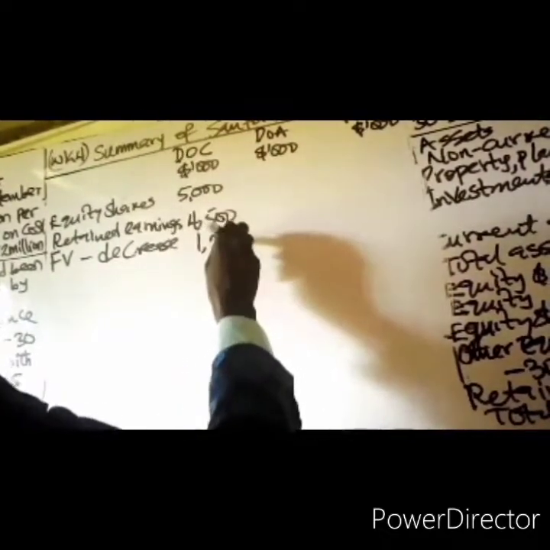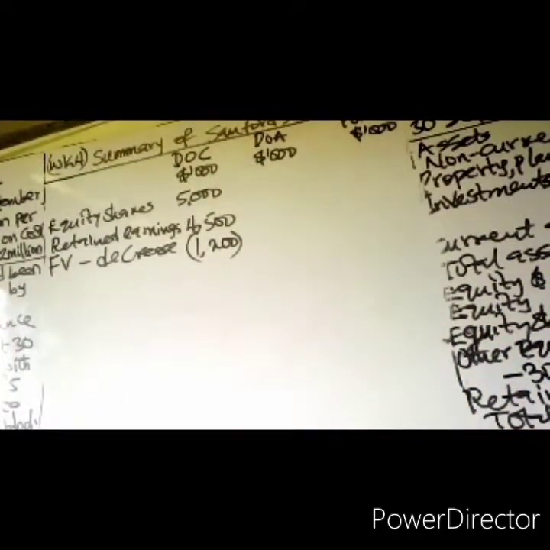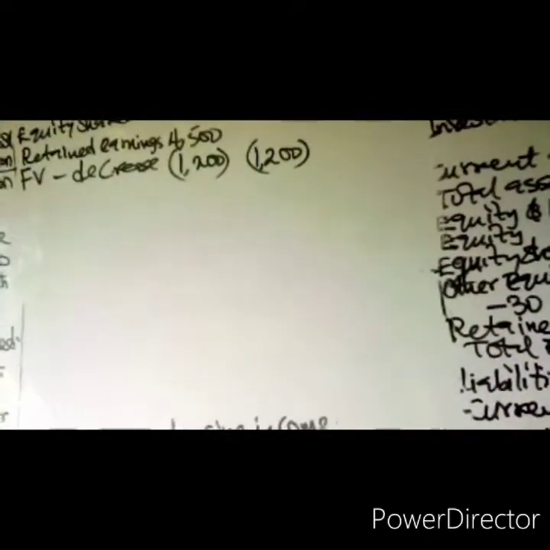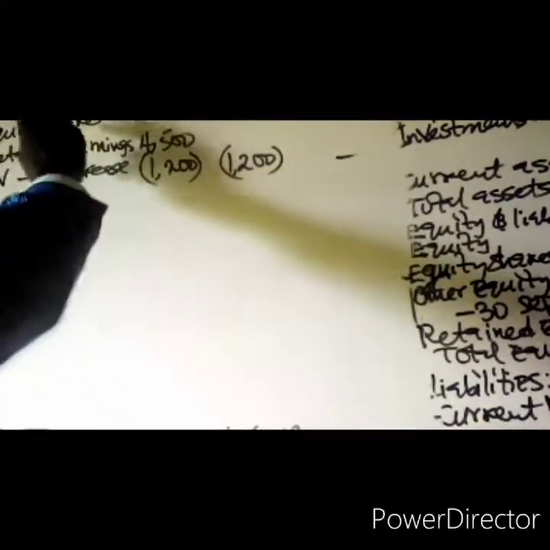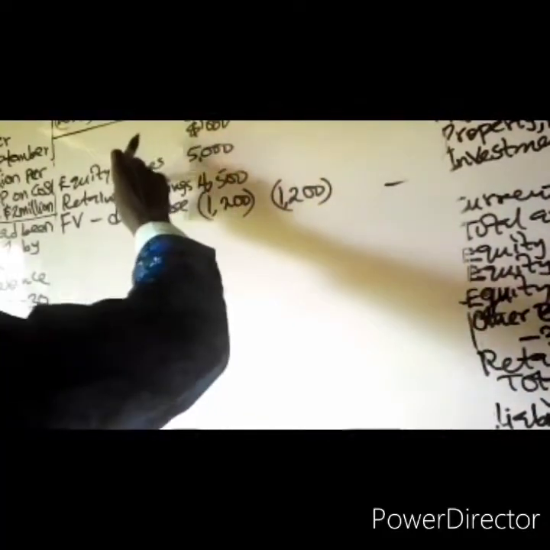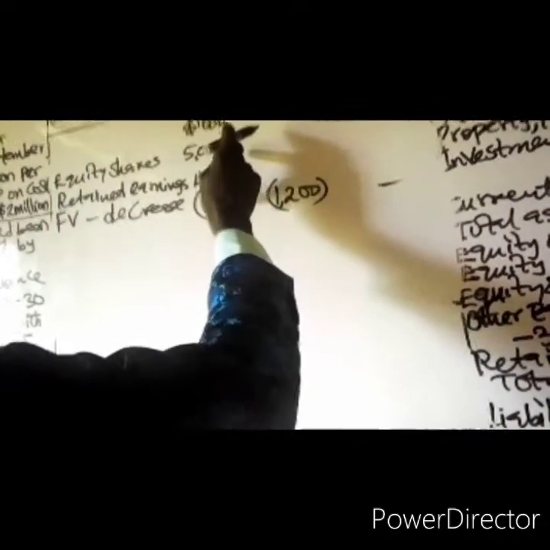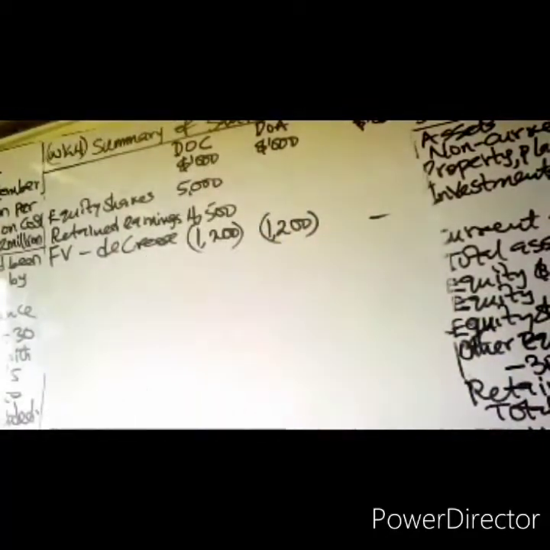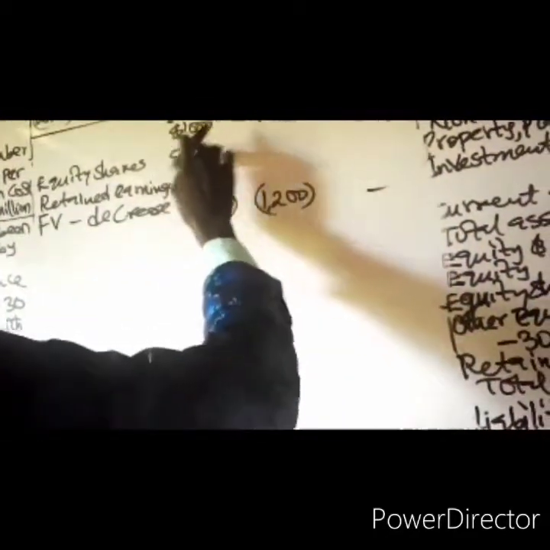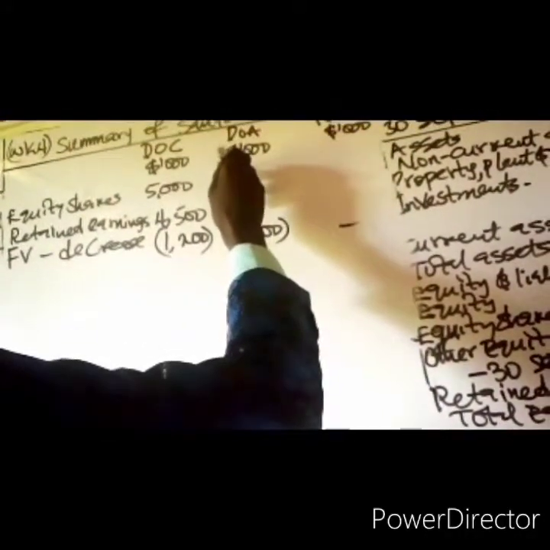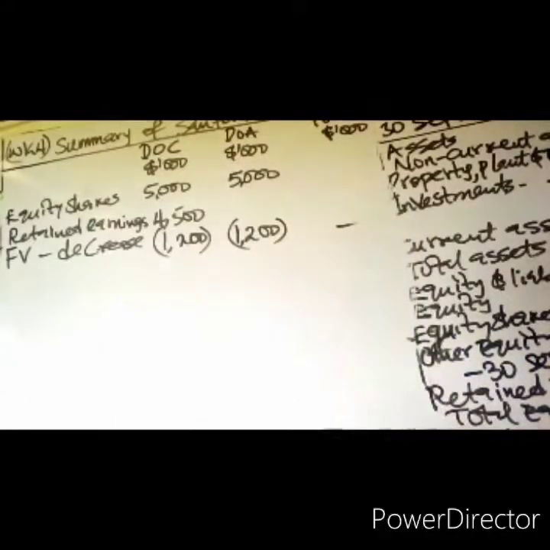Since it is a decrease, you are going to subtract it. It is occurring at the date of acquisition, which means you are going to adjust that fair value decrease at the date of acquisition. Since it is a deficit, you subtract it. If it is a surplus, you add it. So you don't have it in the post-acquisition period. For the equity shares, there is no further issue of shares since acquisition, so the equity shares at the date of acquisition will still remain as 5,000.